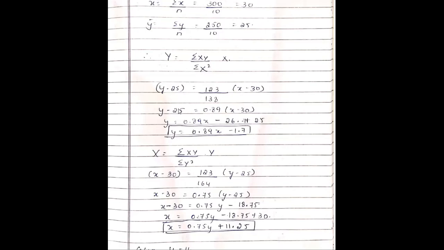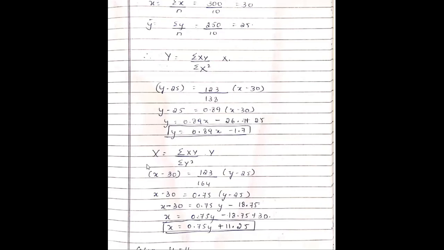And you have one constant in the left hand side, we'll push it to right side. Minus 25 brought to the right side makes it plus 25. So the Y relation, so y is equal to 0.89x minus 26.7 plus 25 is minus 1.7. So that's the first line, y on x.